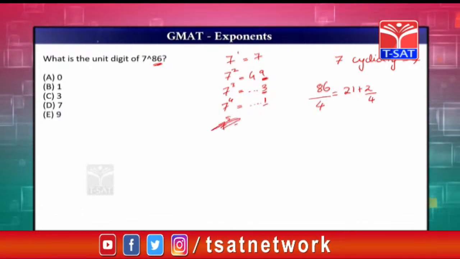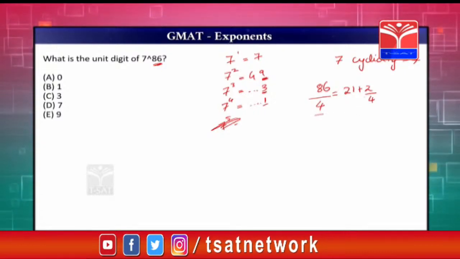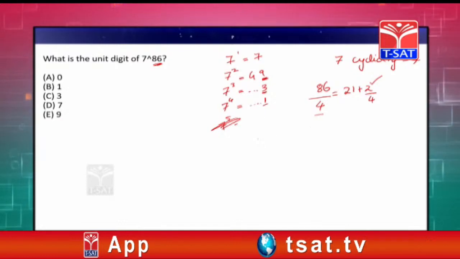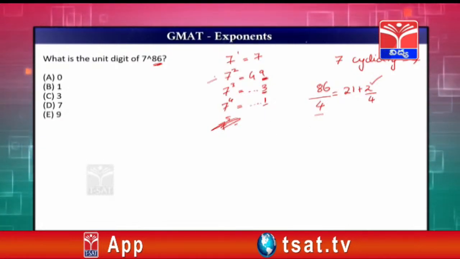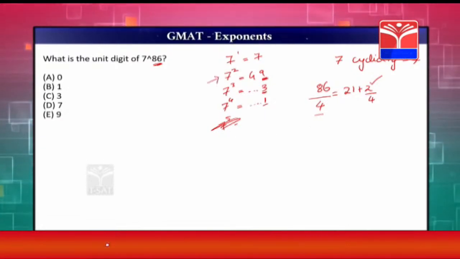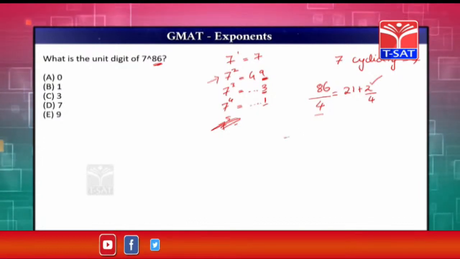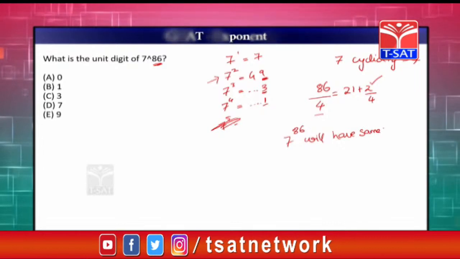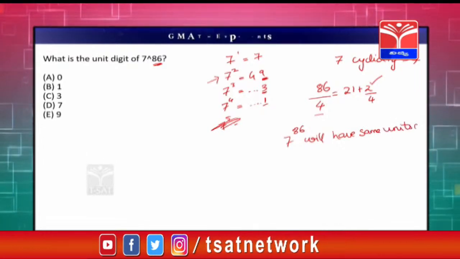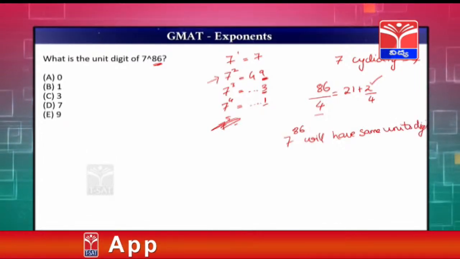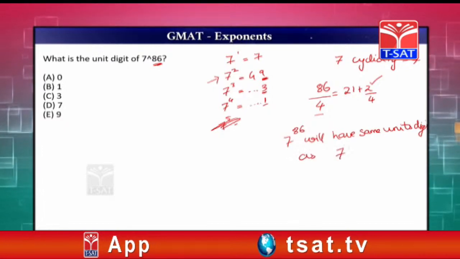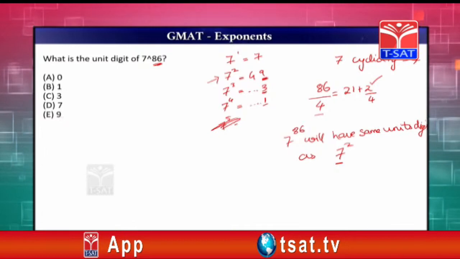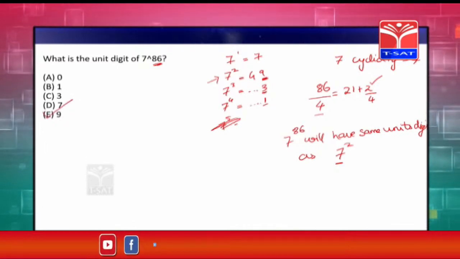Our power is 86. When you divide it by the cyclicity, you have a remainder of 2. So you will have to check 7 to the power of 2. What is 7 to the power of 2? It has 9 at its unit digit. So 7 raised to 86 will also have the same units digit as 7 to the power of 2, the remainder when it's divided. So that is 9, that is option E, our answer.